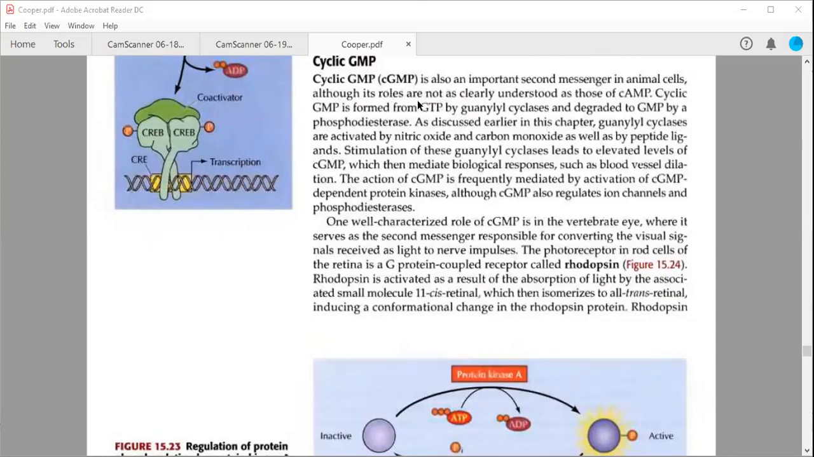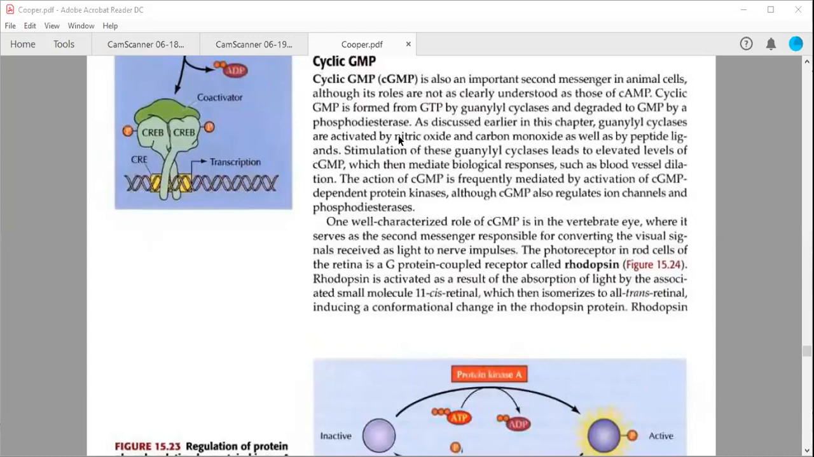Similarly, just as cyclic AMP was formed from ATP, cyclic GMP will be formed from GTP. But here the enzyme will be guanyl cyclase instead of adenyl cyclase, and it is degraded to GMP by the enzyme called phosphodiesterase. So this phosphodiesterase is going to break it down. It is cyclic GMP specific and degrades it into GMP. When it is not required, it will be broken down.